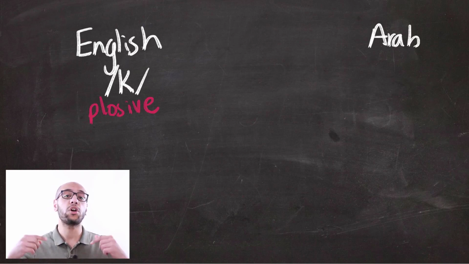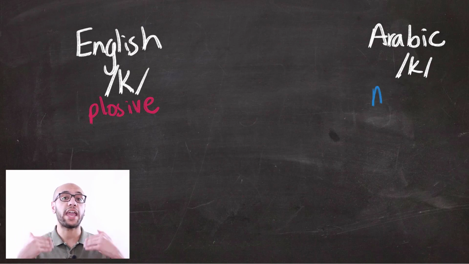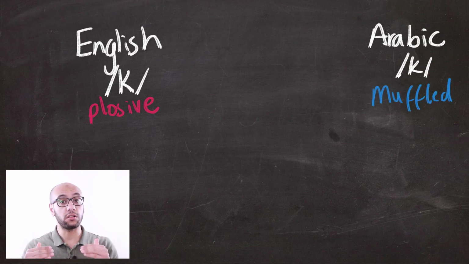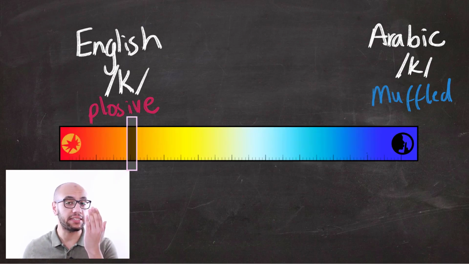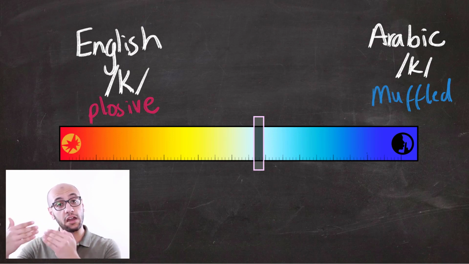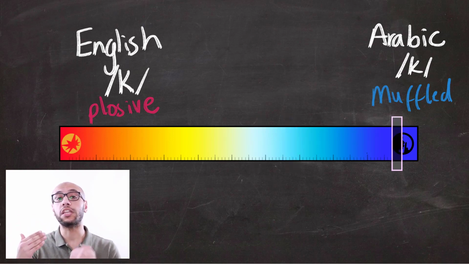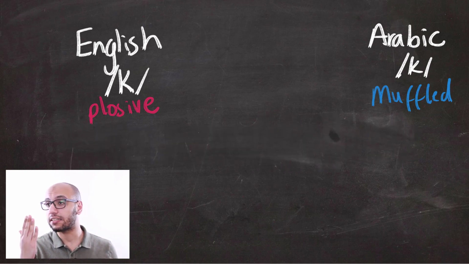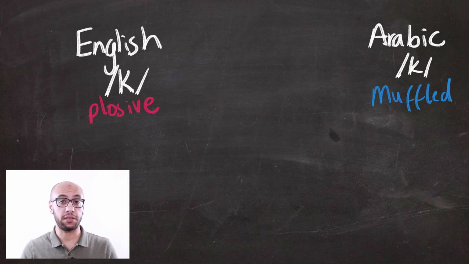And then try to muffle down the plosiveness or the air coming out with the sound until you absolutely feel nothing on your hand when you're putting it in front of your mouth. So going from cat, cat, and muffling down the air coming out until you feel nothing, so that it would sound like cat, cat. So here I feel absolutely nothing on my hand, and that's the Arabic kaf. Now we've seen how the technique works, let's hear some examples.